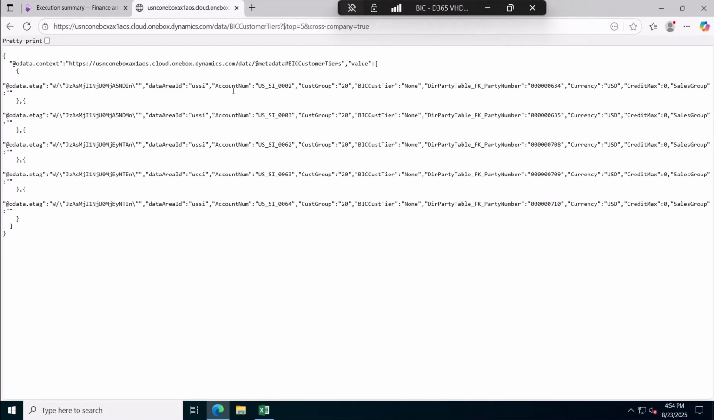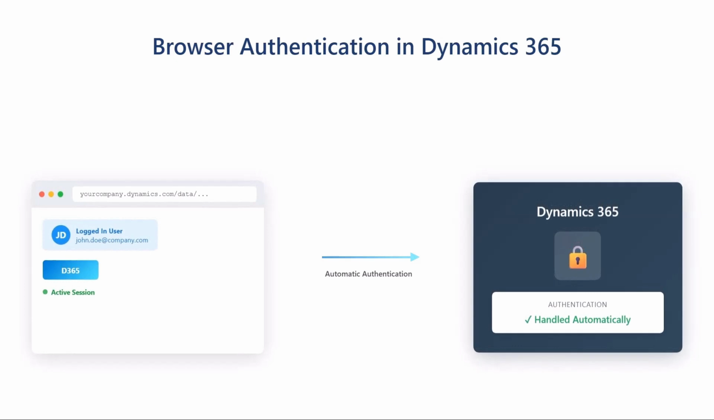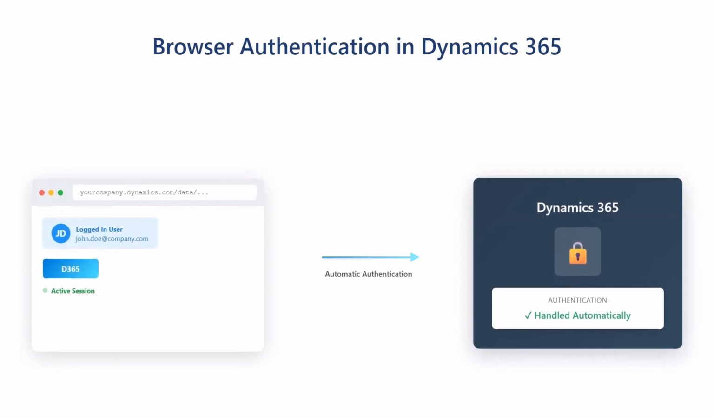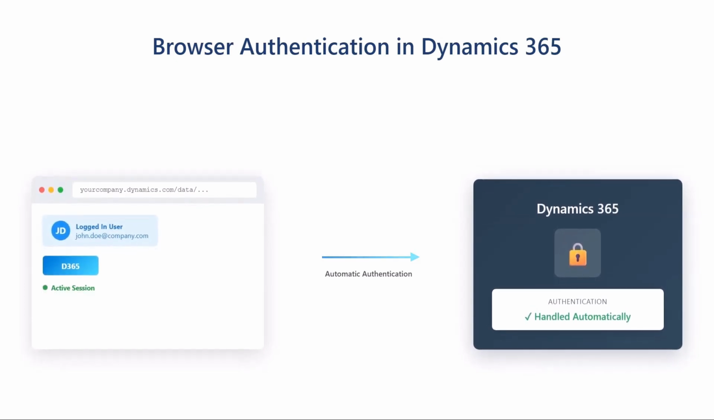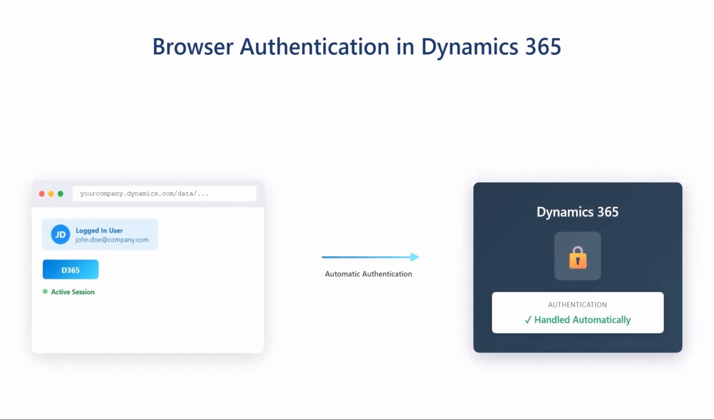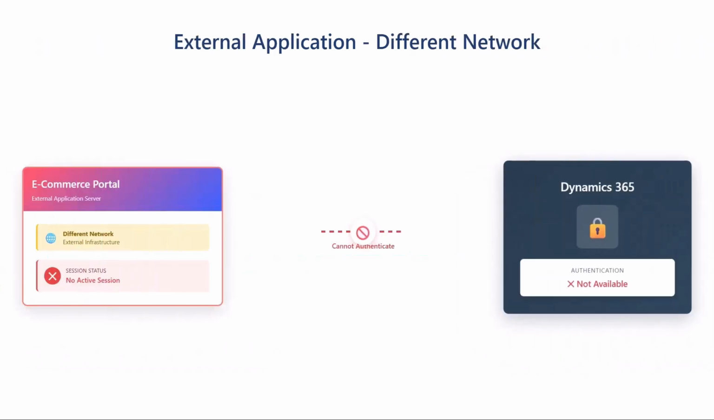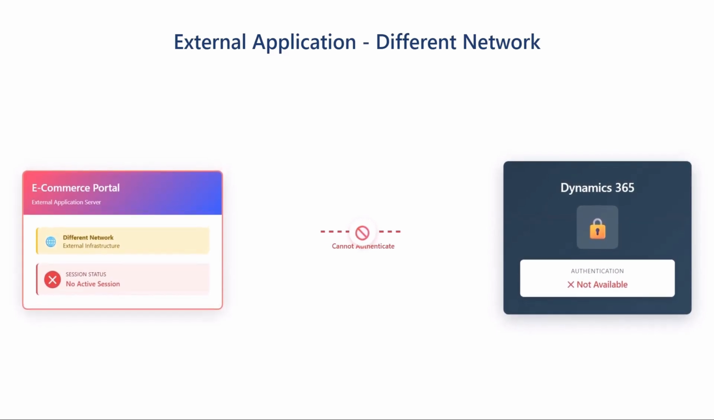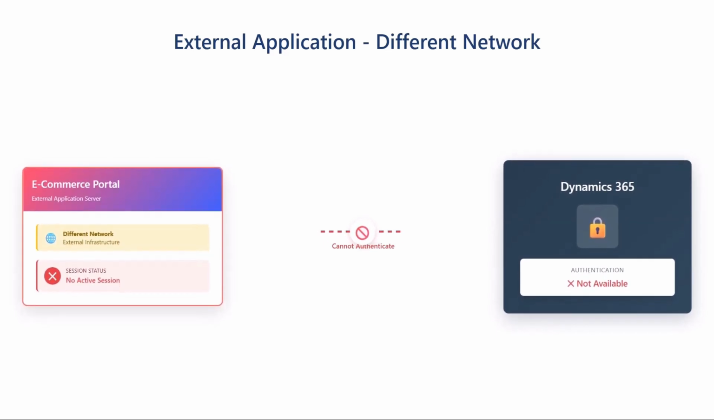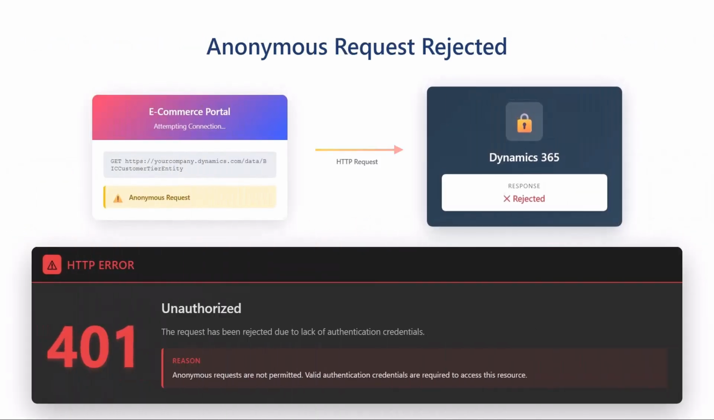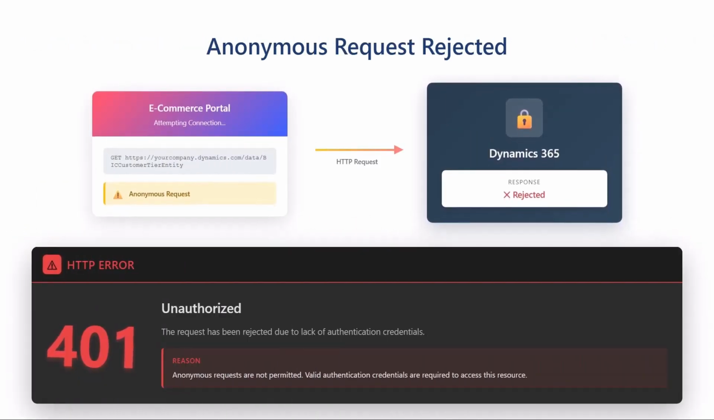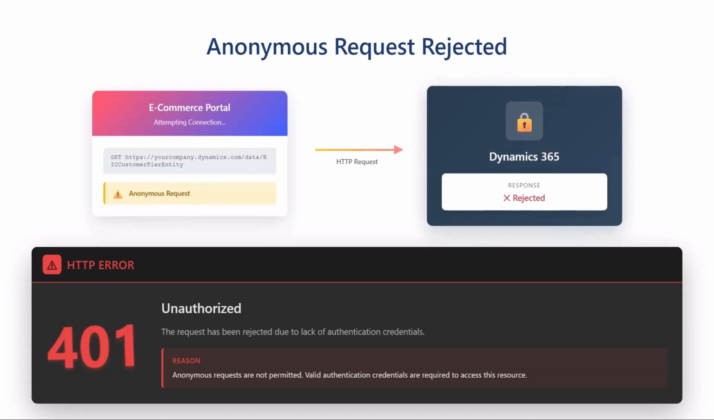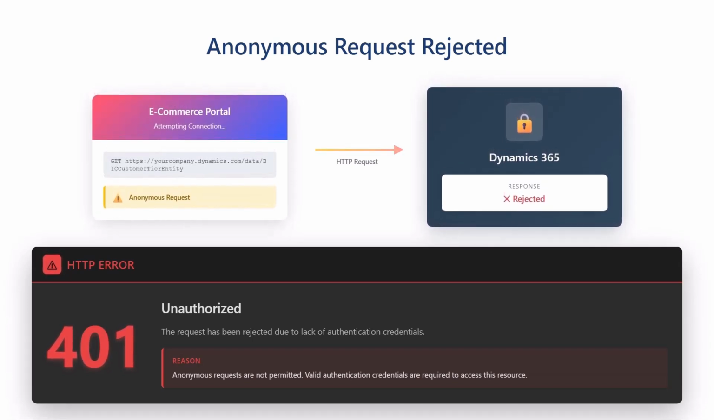For a real external application, however, we need a more robust security model. The reason the URL works in our browser is that we are already logged into an active Dynamics 365 session and the browser automatically handles the authentication for us. A real external application, like the e-commerce portal server, which might be running on a completely different network, doesn't have this authenticated session. If that server tried to use this URL, it would be treated as an anonymous request and would be immediately rejected with a 401 unauthorized error.